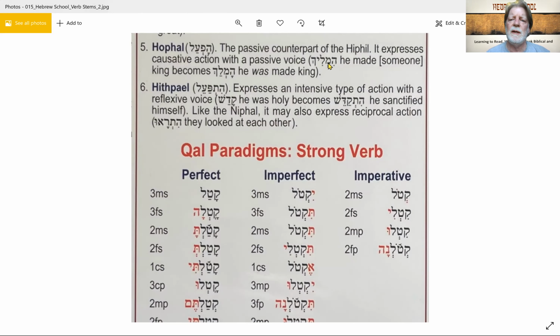The word here is malak, which would be to what? To rule or to become a king. And himlik is he was caused to be king, or he made someone to be king. And then the Hofal version that we're studying here is he was made king. So you can see how it's passive. The subject did not do the king making, but the subject was made king. The verb was acting on him.